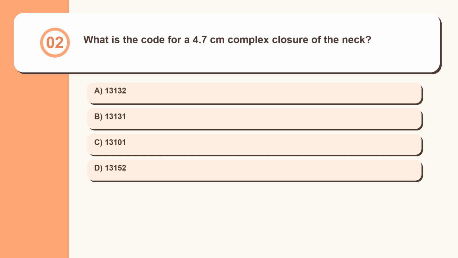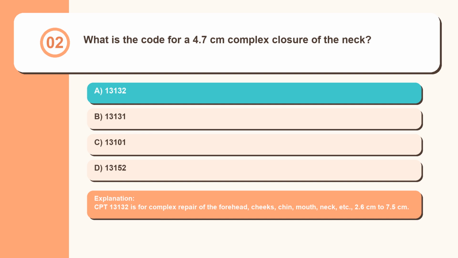Question 2. What is the code for a 4.7 cm complex closure of the neck? 13132, 13131, 13101, 13152. 13132 is for complex repair of the forehead, cheeks, chin, mouth, neck, etc., 2.6 cm to 7.5 cm.